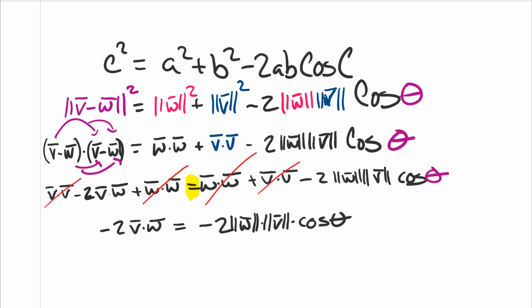Remember, the magnitudes are just numbers. They're just constants going along for the ride. You know what? Let's do the same thing we did before. Let's cancel out those negative 2's. And what are we left with? It's vector v dotted with vector w is equal to the magnitude of vector w times the magnitude of vector v, or turn it around. Remember, it's commutative. And cosine of theta.